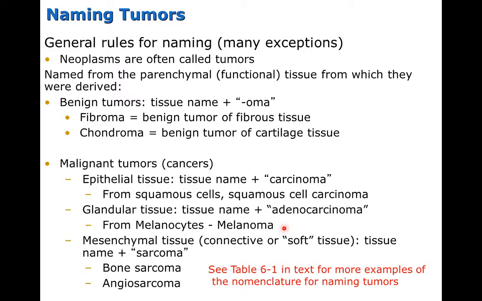So again, it's not foolproof, but you can generally tell if a tumor is benign or malignant by its name. And you should look at Table 6.1 in the text to see more examples for the nomenclature of naming tumors. You can expect at least one question on the exam about naming a tumor.